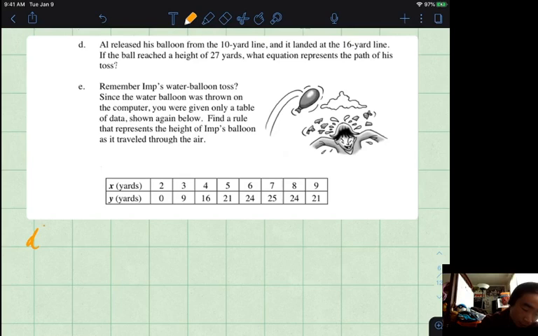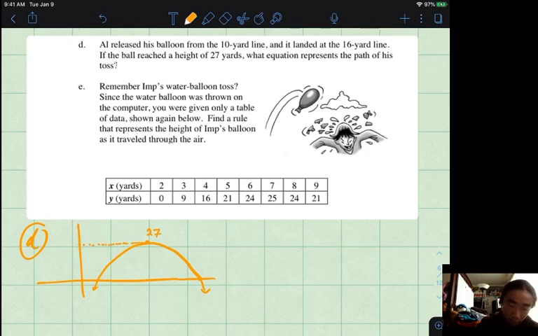So for part D, if I were sketching it, you know it looks something like this. Okay, so there's your parabola. There's your maximum. That's 27 for the y. And then because he tossed it from the 10-yard line, notice it's different than before. He didn't start at 0. So that's 10.